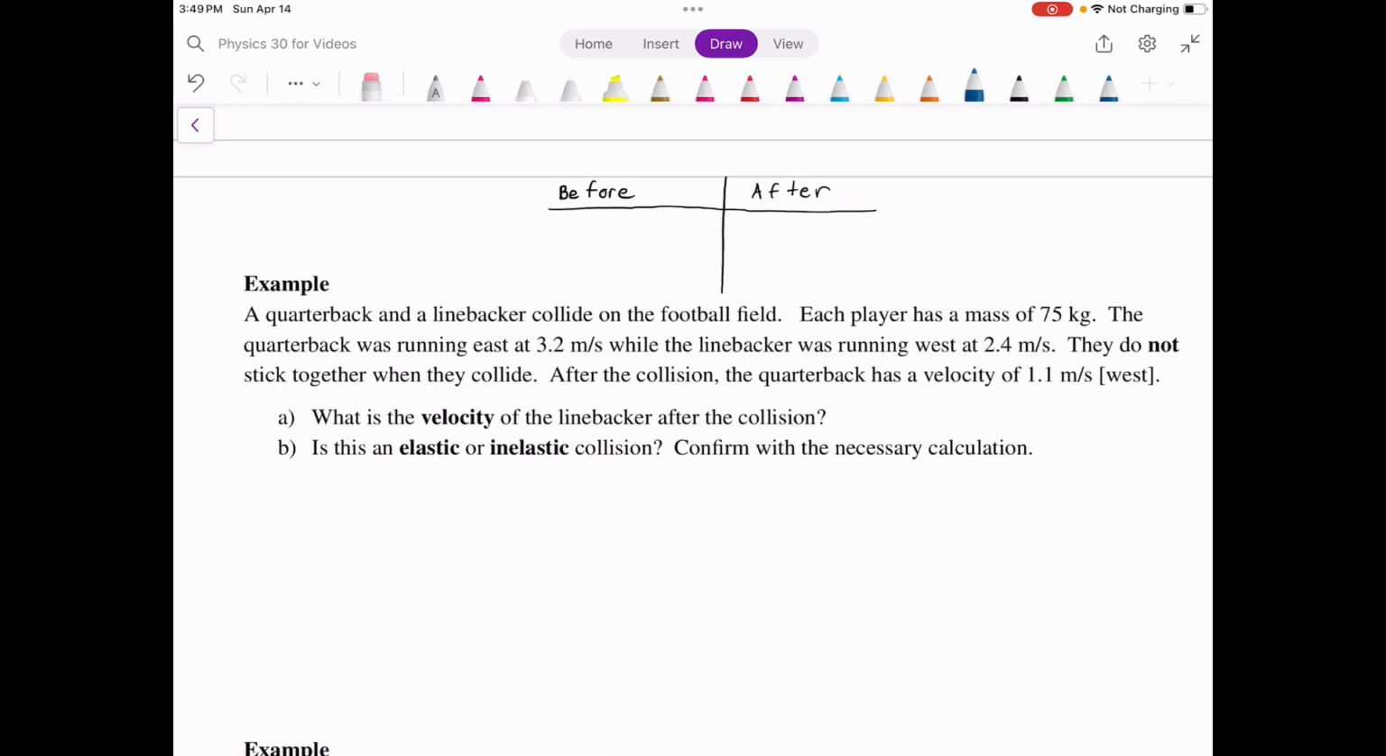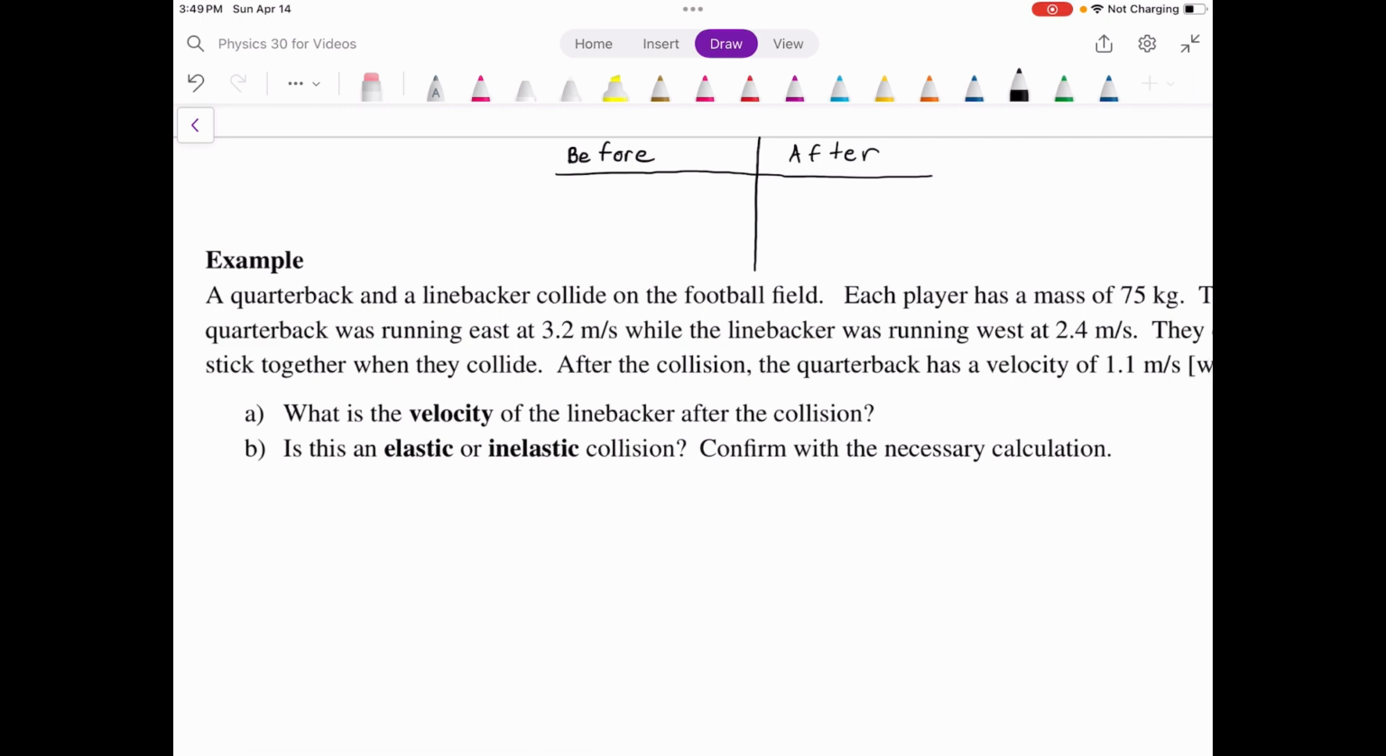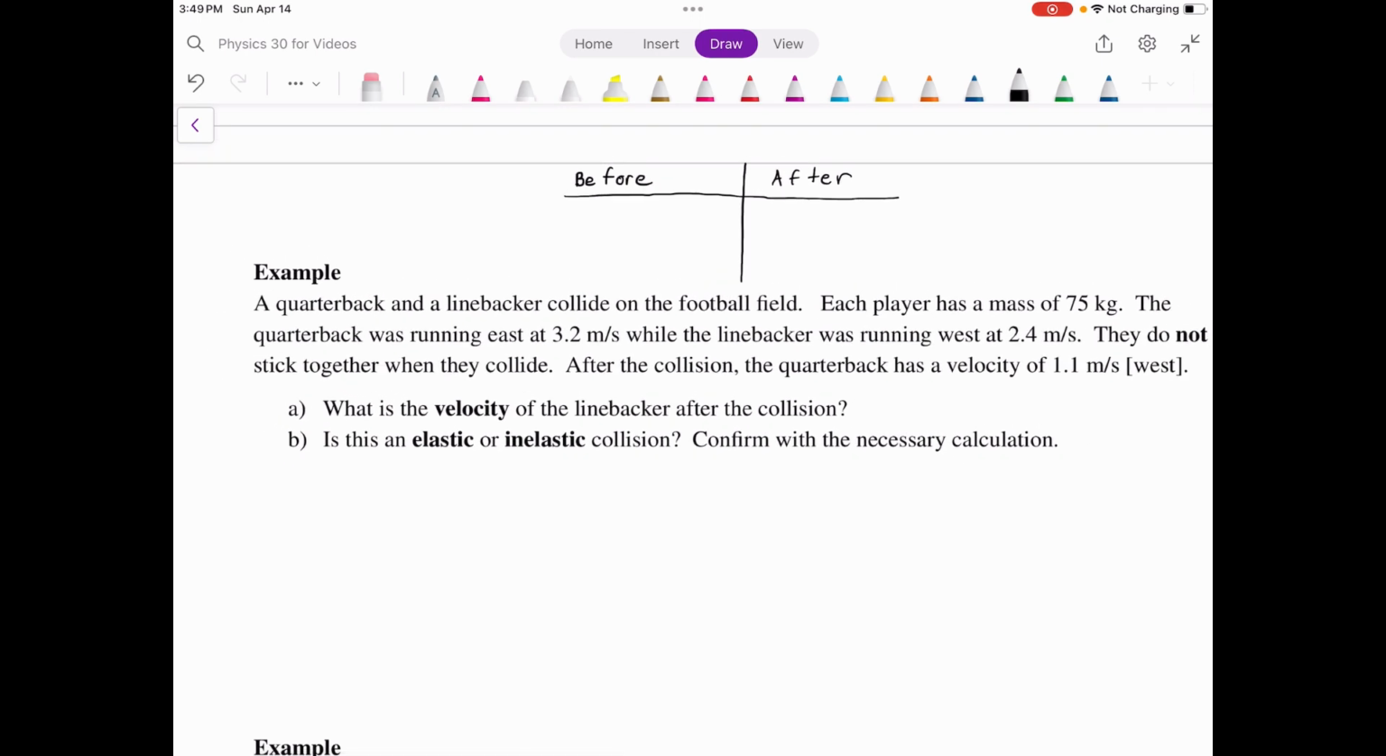But I'm getting ahead of myself here. Let's just draw our diagram first, okay? So before, we had the quarterback running east. I'm just going to use Q for quarterback and L for linebacker. So we had the quarterback, their initial velocity, so V quarterback initial, okay, was to the east. I'm just going to draw it as an arrow for now. I'll do the numbers off to the side so it doesn't get too crowded.